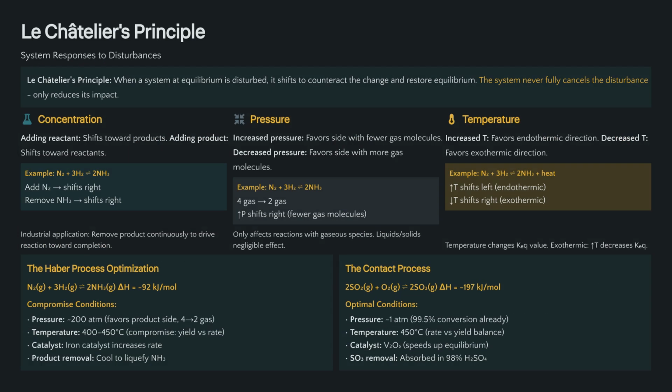Le Chatelier's principle states that a system at equilibrium will shift to counteract any disturbance. Changes in concentration, pressure, or temperature affect the position of equilibrium. For example, removing a product drives the reaction forward.